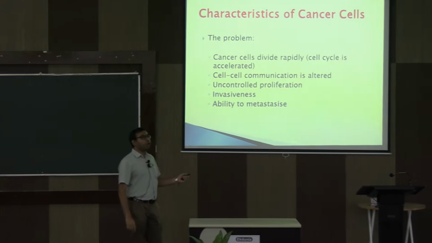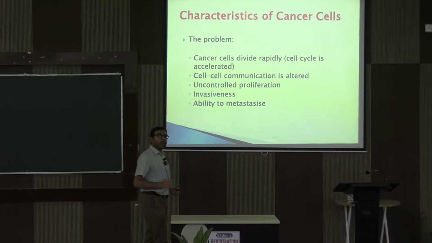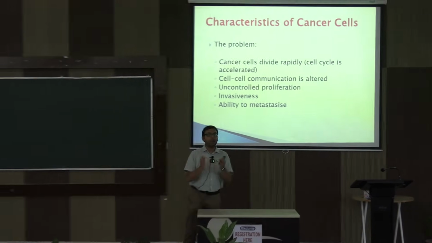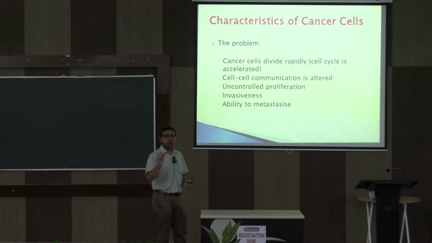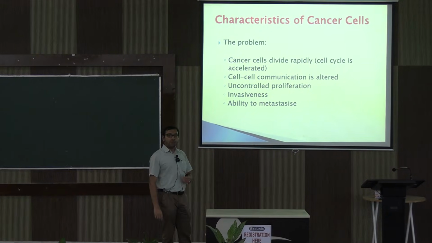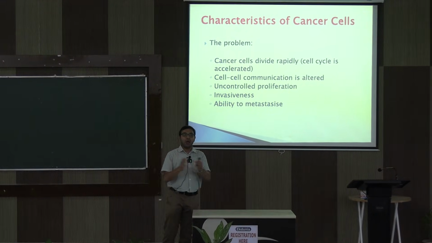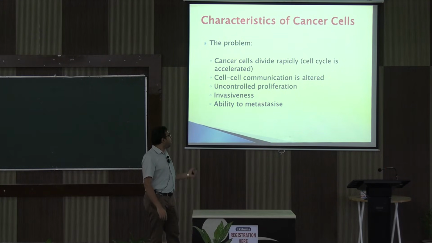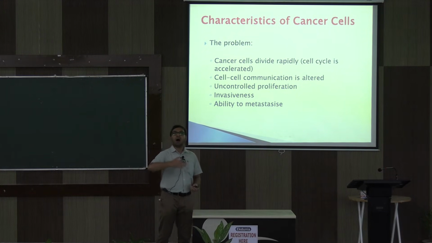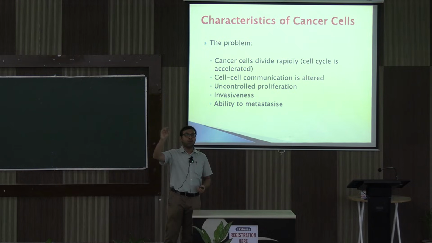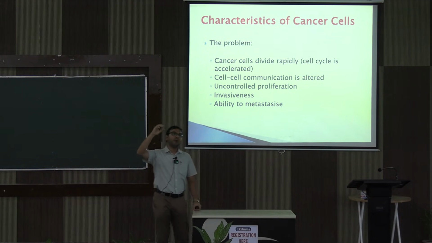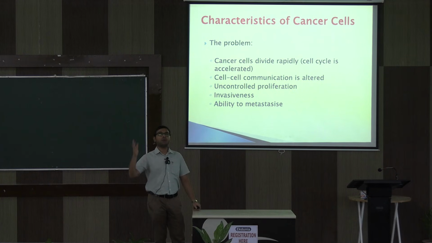So cell-to-cell communication is also altered in case of cancer cells, the normal cell-to-cell communication, the different types of neurotransmitters. Uncontrolled proliferation, we know about this; invasiveness, invading from one cell to another, from one tissue to another; and the ability to metastasize far away from the main areas. So the nodal area is somewhere far away, and then it can metastasize to somewhere even farther.